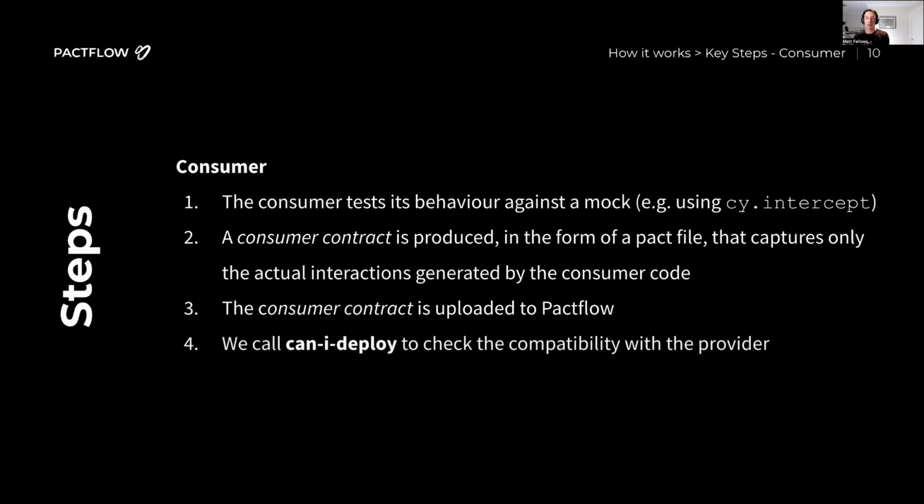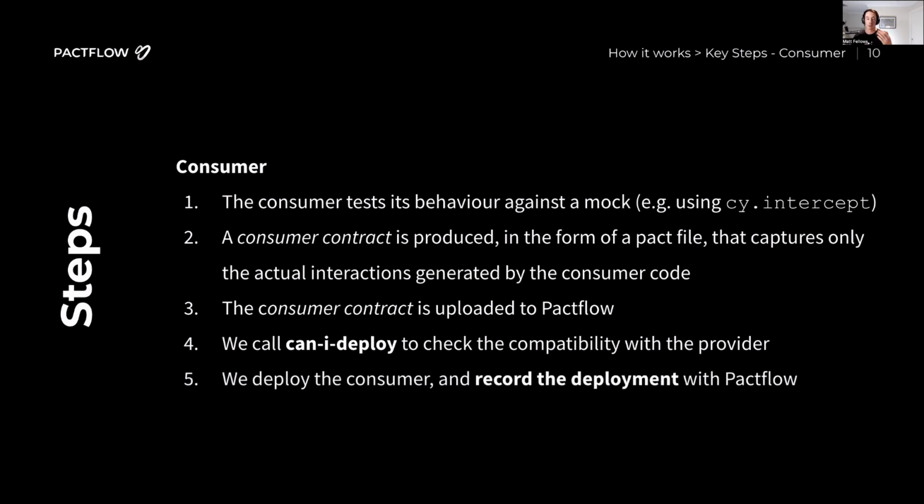And then throughout the pipeline, we can call can I deploy to check if this piece of software, this consumer, is compatible with its providers in a target environment, for example, production. And then of course we would deploy the consumer, and then we tell Pactflow that we've done that deployment. And that's the general steps we're going to follow here.